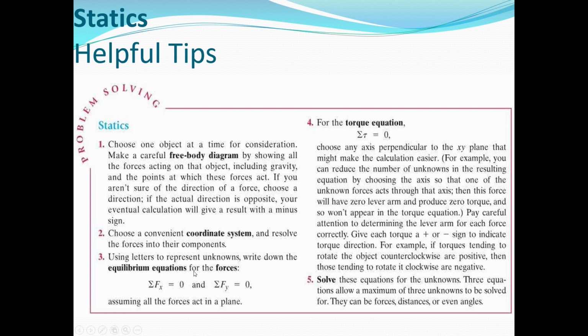Now, step 2 basically says to set up a coordinate system. This is basically referring to stating whether up, down, left, right, clockwise, counterclockwise, what direction's positive, what direction's negative, and making sure that you're consistent throughout.